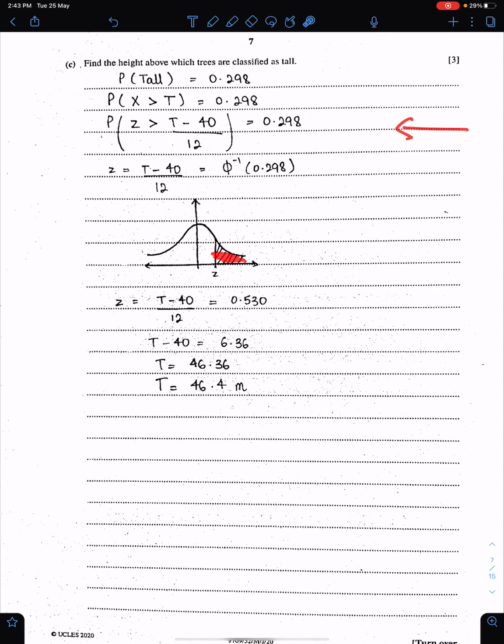It's here. And since this area is less than 0.5, so this is here. This is the position of this unknown. So when you take phi inverse of this number, you will get 0.530. This area is 0.298. So you need to equate t minus 40 upon 12 with 0.530. By solving this equation, you can get the value of t. This is the question of inverse normal.